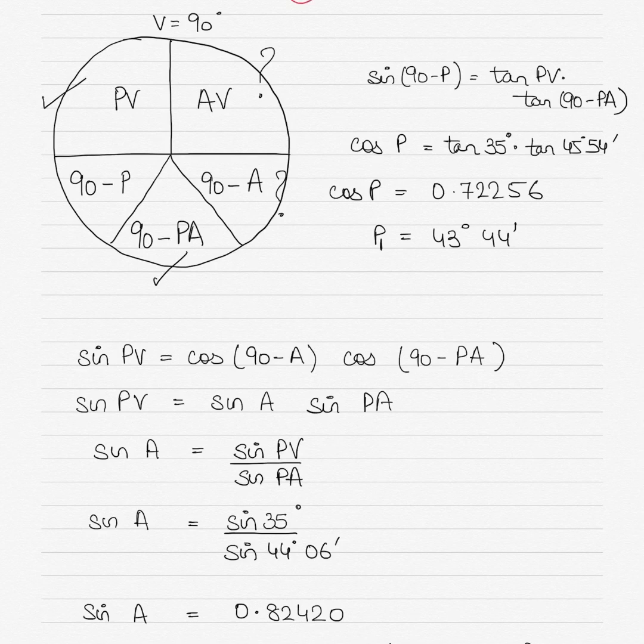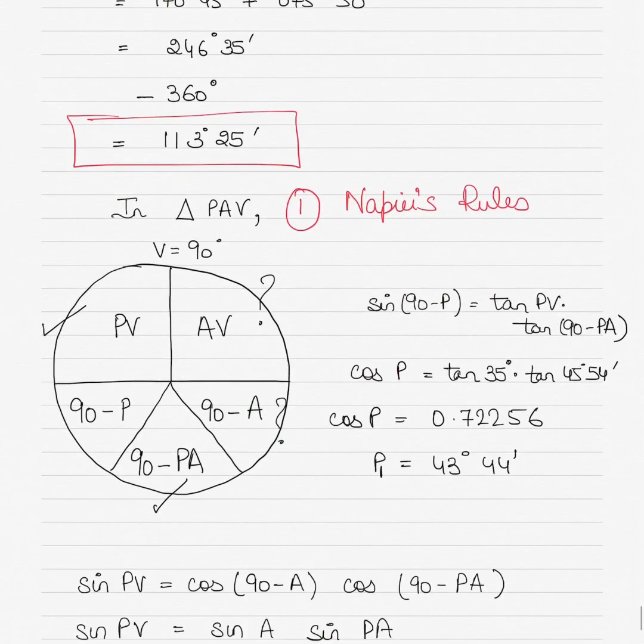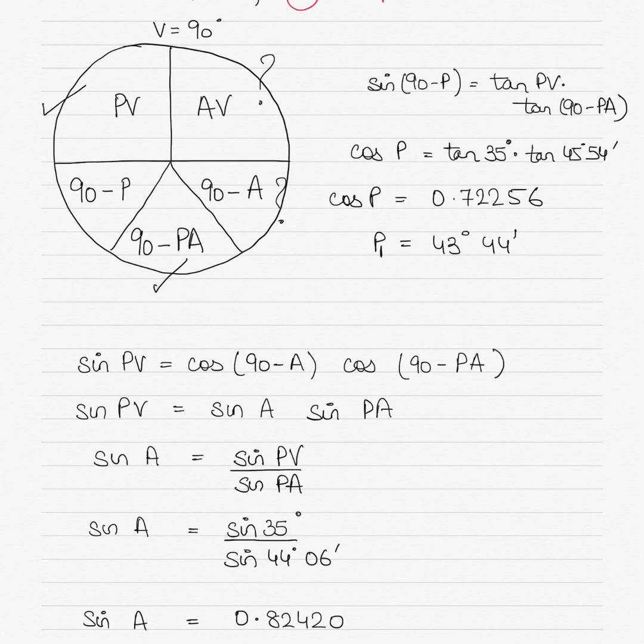and again we'll be using Napier's rules, for which we need a 90-degree angle. Now the 90-degree angle is provided by the vertex here, so you can see this is 90 degrees and this is 90 degrees because here the vessel is doing parallel sailing, because it can't cross the limiting latitude of 55 degrees.